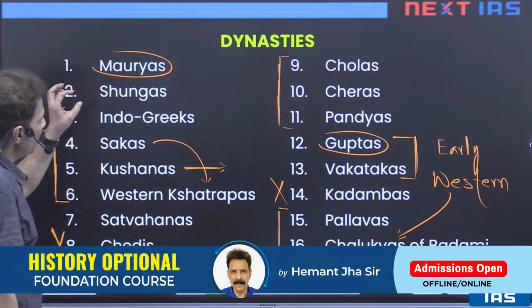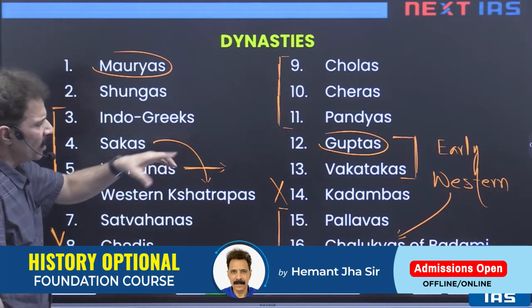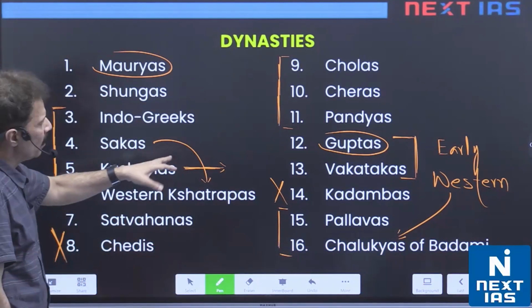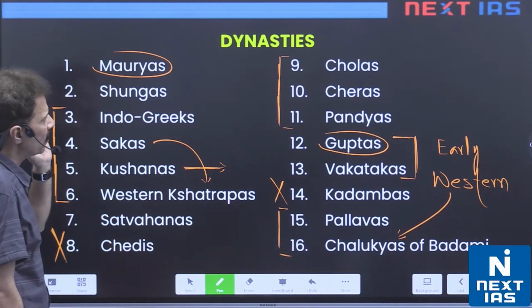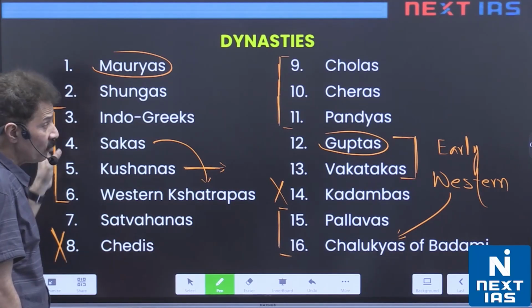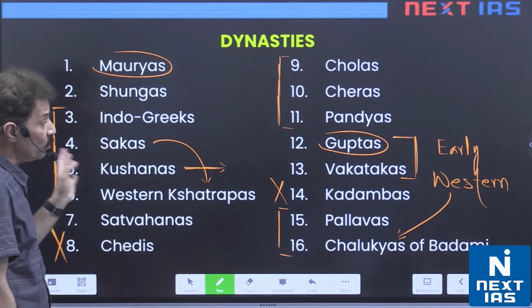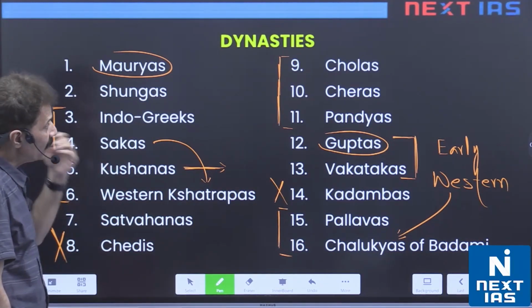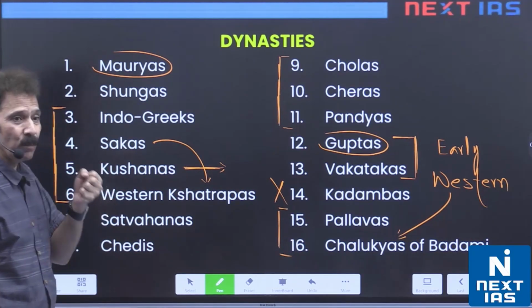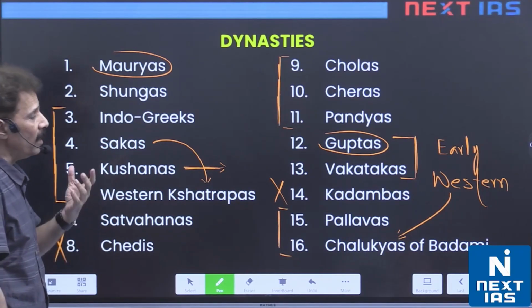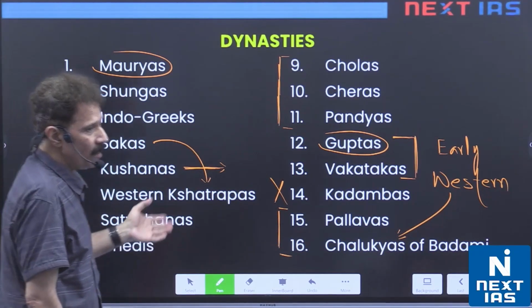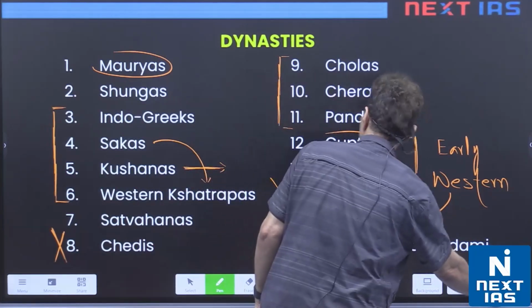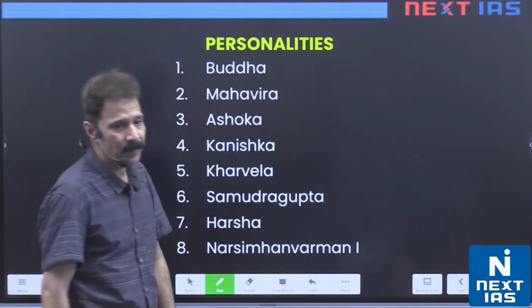In Mauryas there are many issues, in Guptas there are many issues, so we leave them. The rest is important for you because the rest are many and very confusing. So I hope you understand what the dynasty-wise preparation approach should be. Now I'm going to shift to personalities.